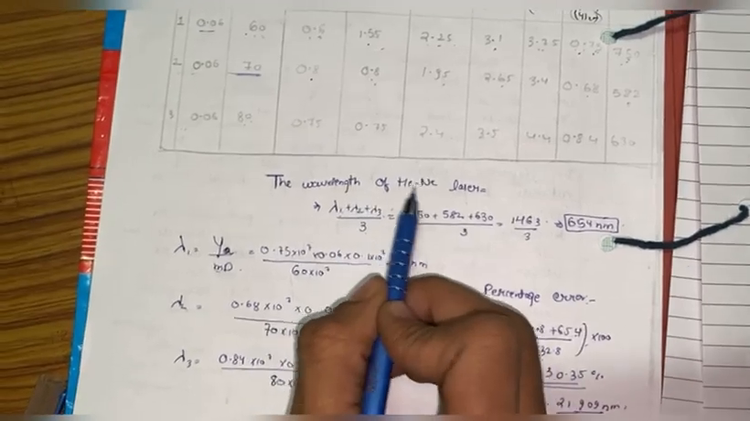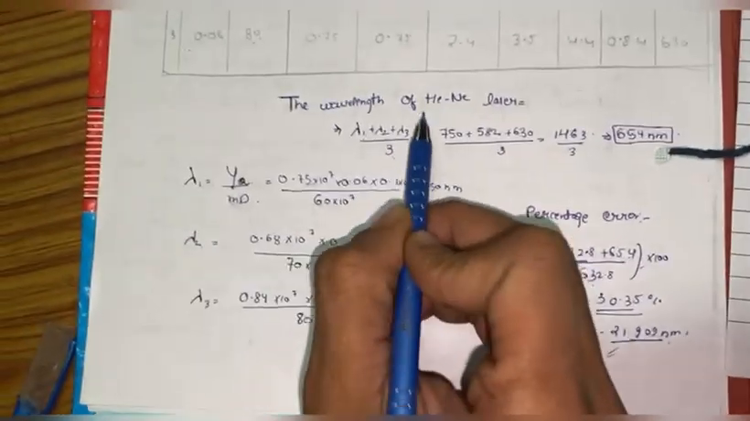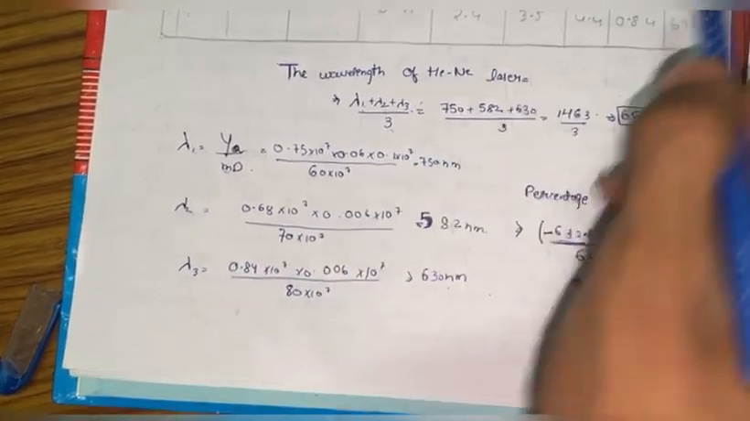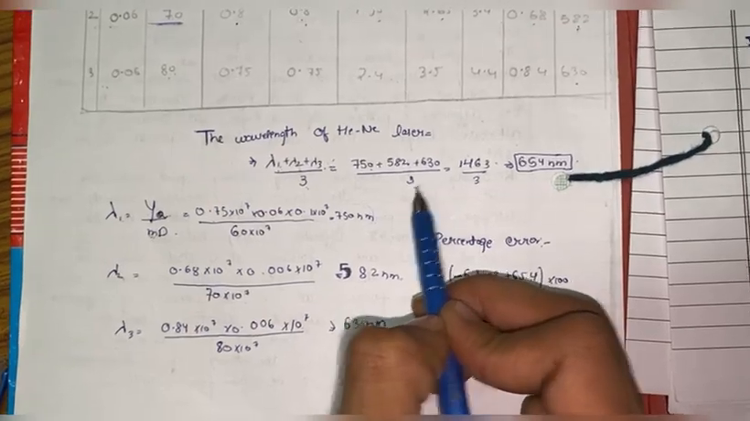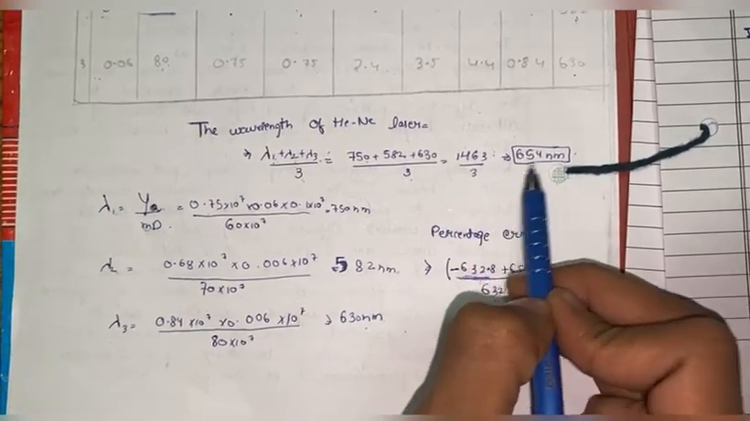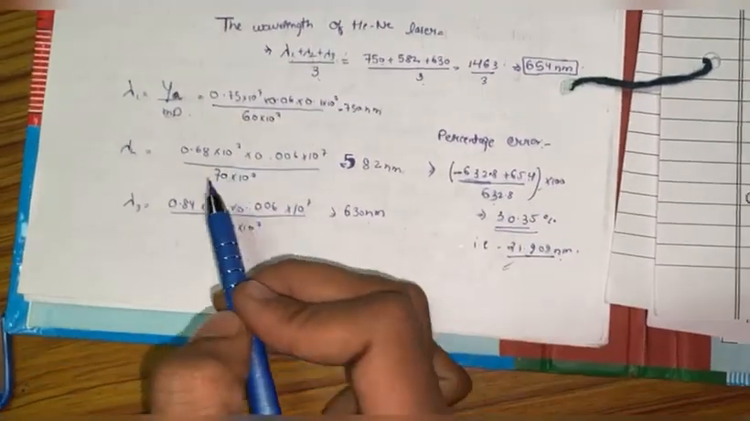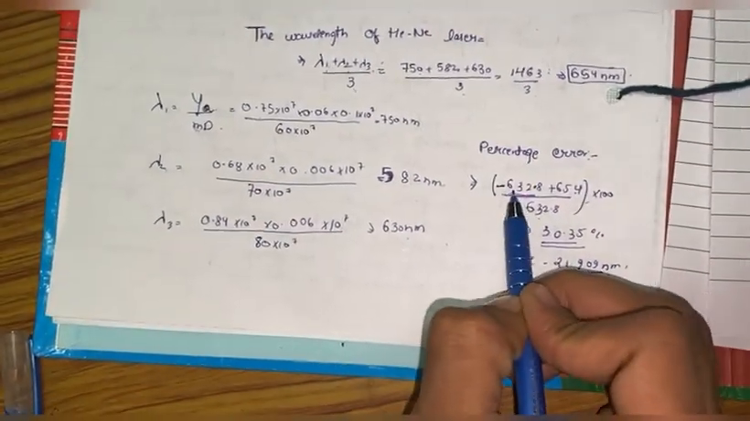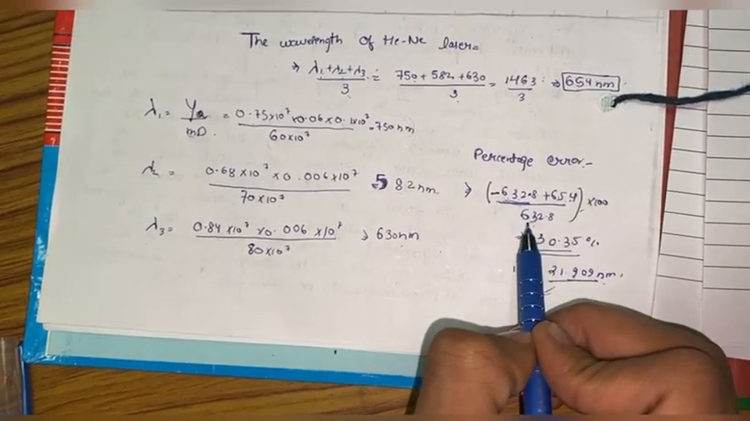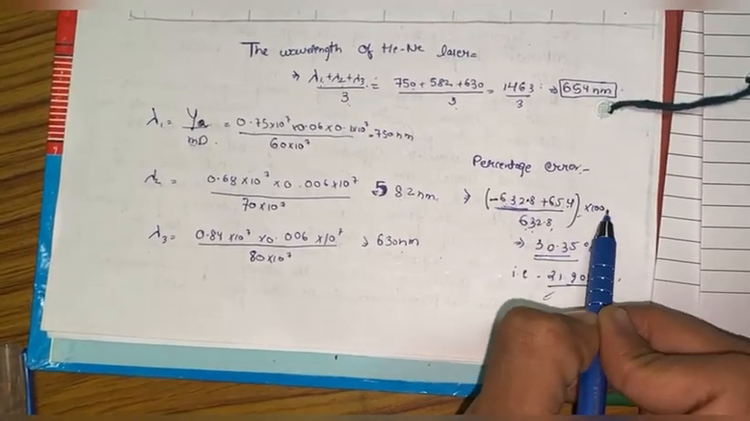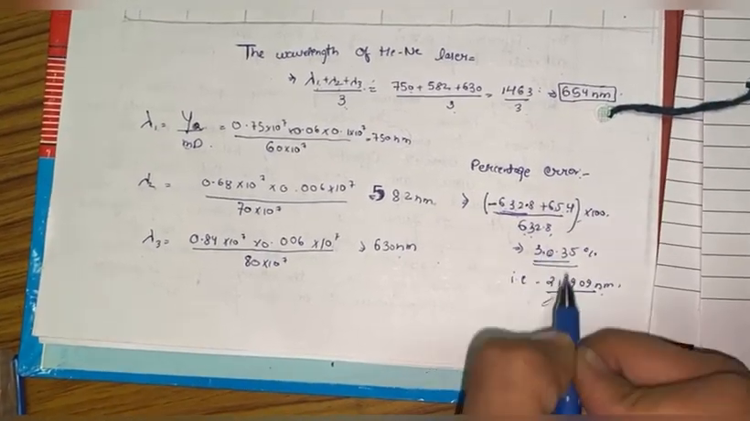The wavelength of the helium neon laser is equal to lambda 1 plus lambda 2 plus lambda 3 upon 3, which is the mean wavelength. When we enter all the values, 750 plus 582 plus 630 upon 3, which is equal to 1963 upon 3, we get 654 nanometer. The accepted value for this experiment is 632.8. So 654 minus 632.8 upon 632.8 into 100. We get 3.035 percent error in this experiment.